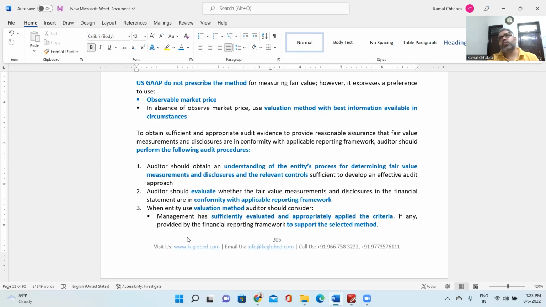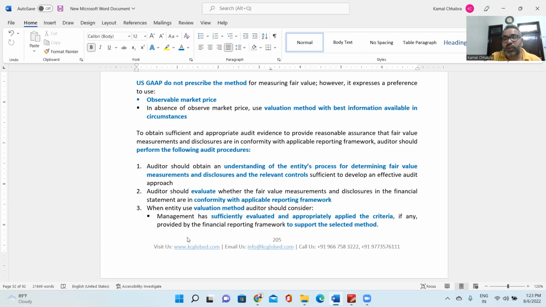So those things you can use in absence of observable market price. But wherever observable market price is available, it's always preferred to use observable market price. Right. So that's from the accounting side, the background of fair value measurement.